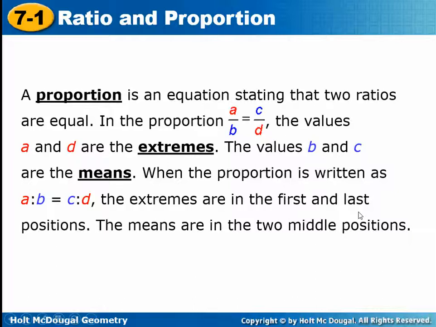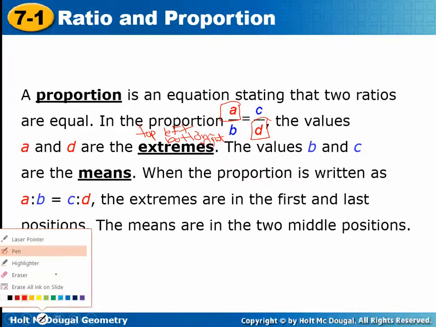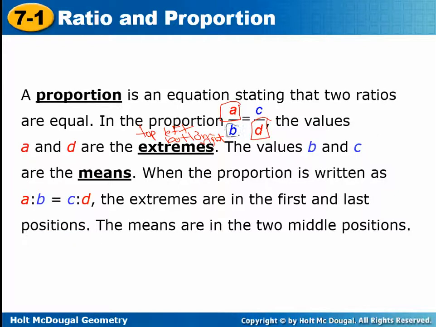Alright, proportion, you will probably remember, is an equation stating that two ratios are equal. So if we had A over B equals C over D, the values of A and D, the top left and the bottom right, are the extremes. Top left, bottom right. The values B and C are the means. So here, this one and this one. So the top right and the bottom left. So those are called the means.